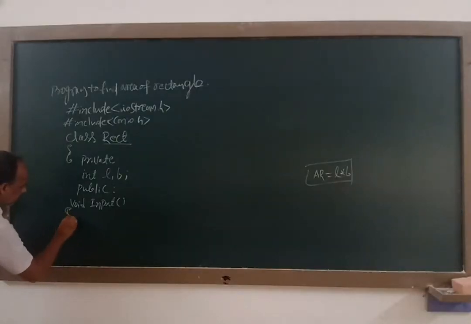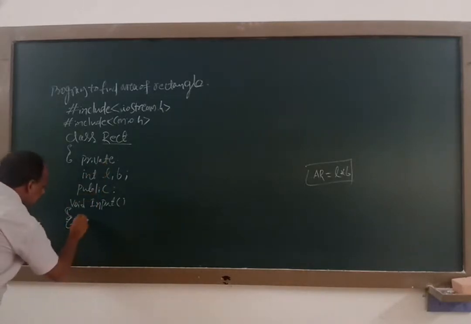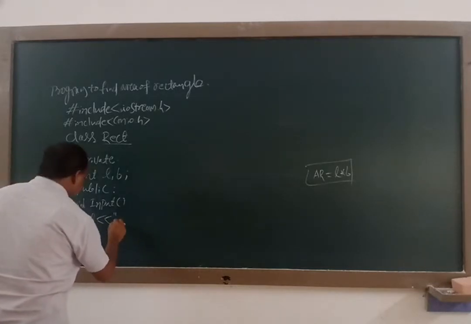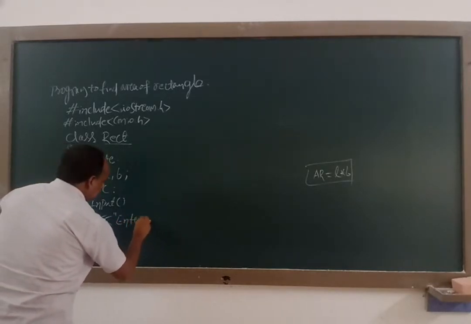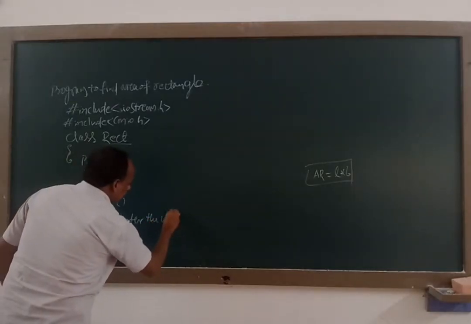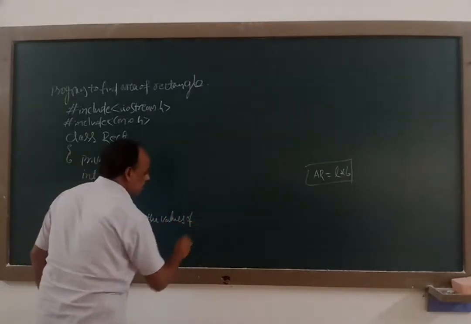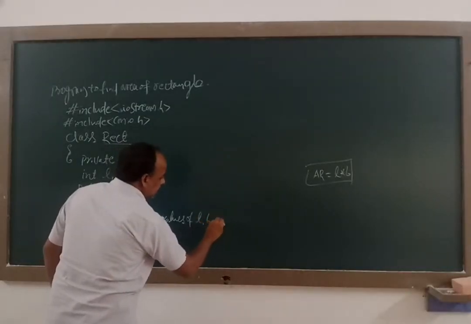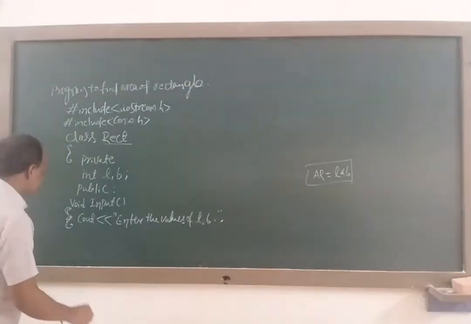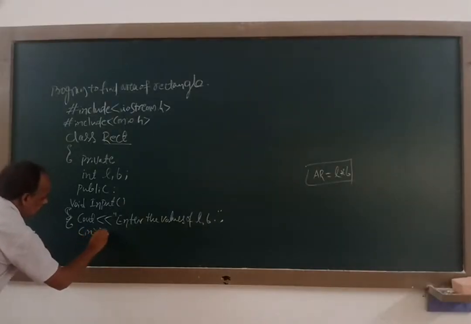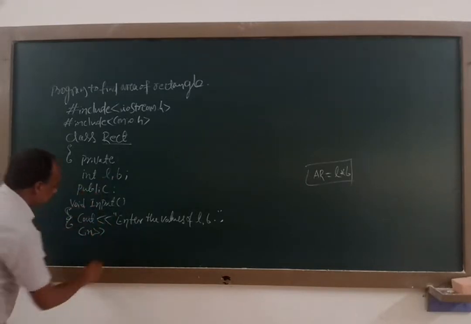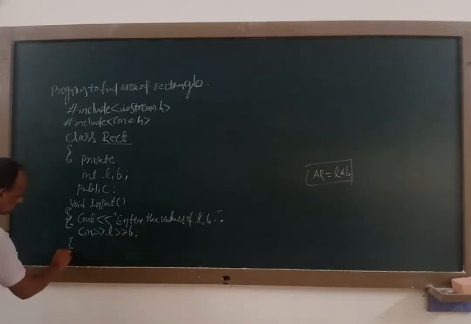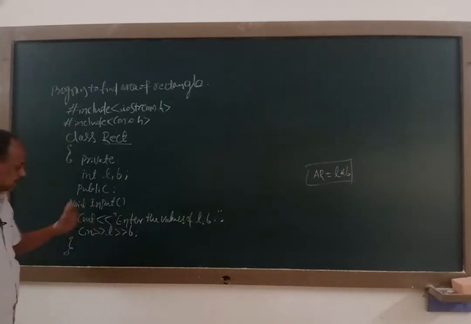What we have to input is L and B, right? Therefore cout enter the values of length comma breadth. I am writing L comma B, that is length comma breadth. Next cin, they are going to be stored in L and B, right? This is the closing of the input function.